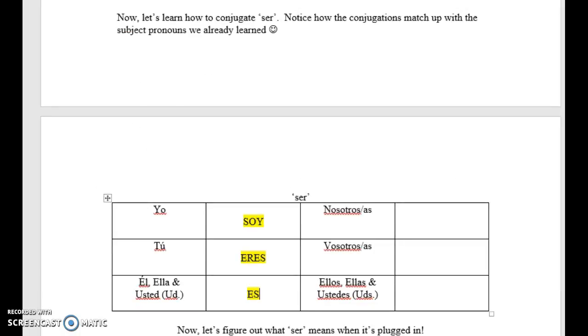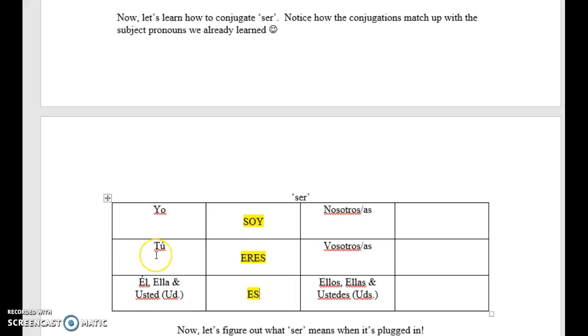Now, let's learn how to conjugate ser. You will notice how the conjugations are going to match up with the subject pronouns that we have already learned. So we have our first person singular subject pronoun. Our first person singular conjugation of ser is soy. So when you put those together, our subject pronoun yo, combined with ser, the conjugated form soy, you have yo soy. Yo soy means I am.